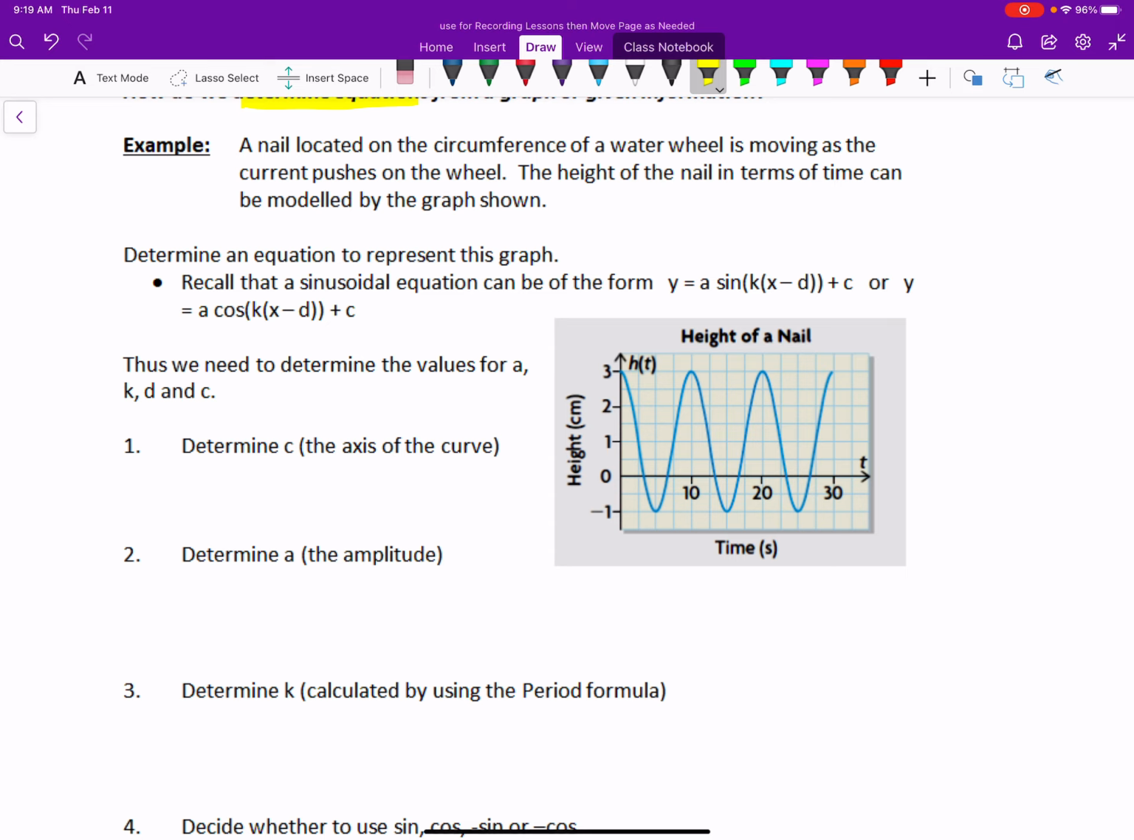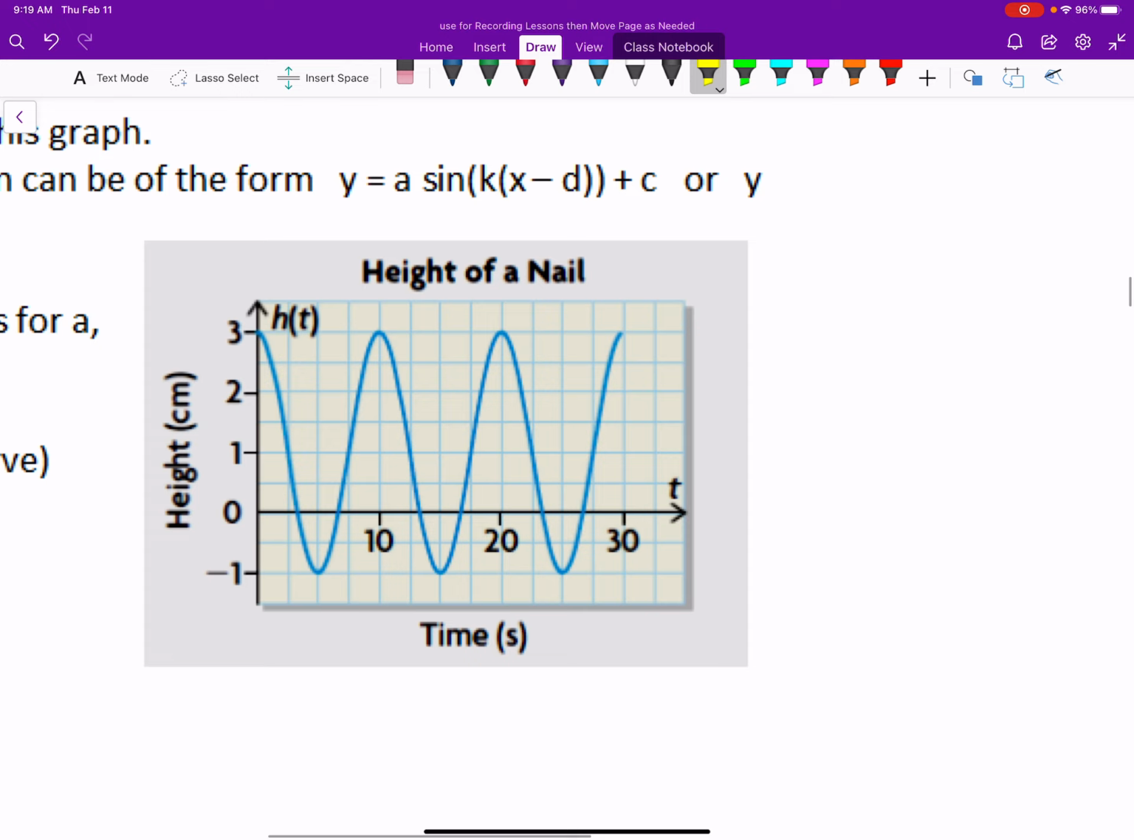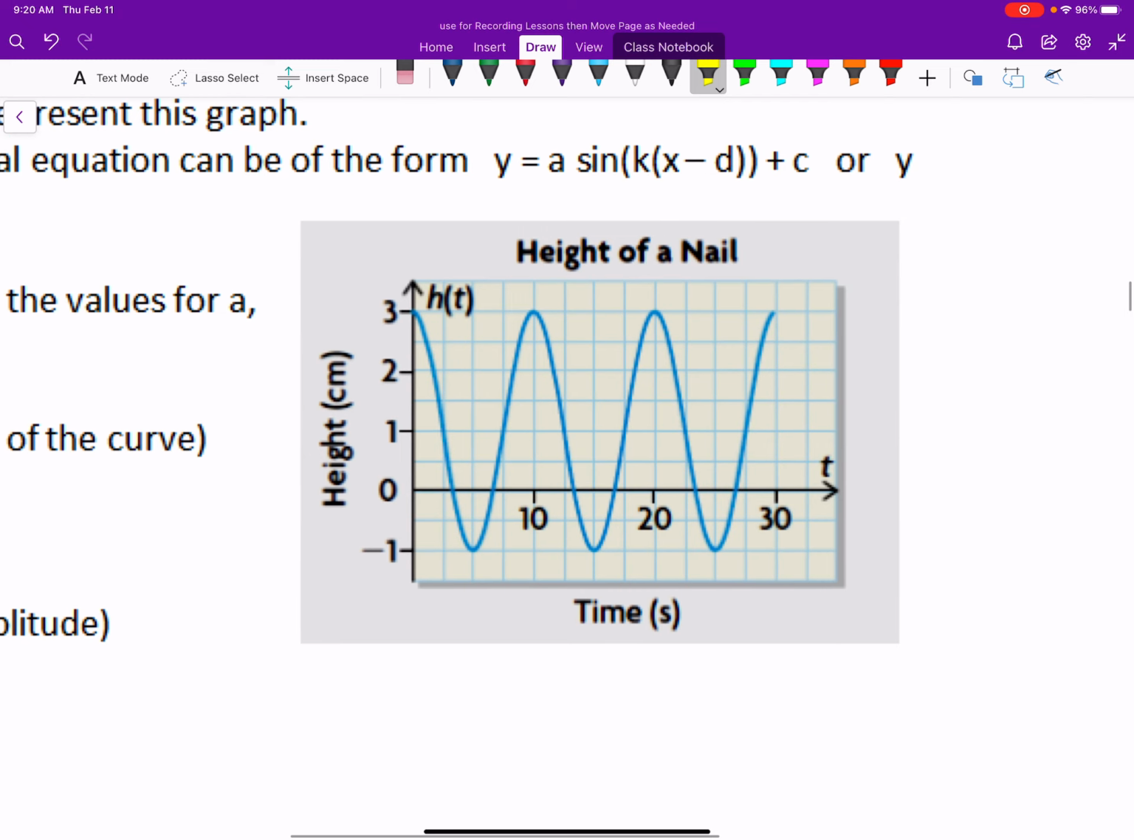So it's modeled by this graph. So you can see on the graph, we've got the height of a nail as time goes by. I assume this is seconds, maybe? Minutes? I don't know how slow this water wheel moves. Anyway, it's time in some units. The maximum height is 3 centimeters. Oh, this is a very tiny wheel, isn't it? I guess it's seconds. So we got 3 centimeters. The highest this wheel goes is 3 centimeters above the water, and it goes 1 centimeter below the surface of the water. All right, so we can see it's a periodic function.